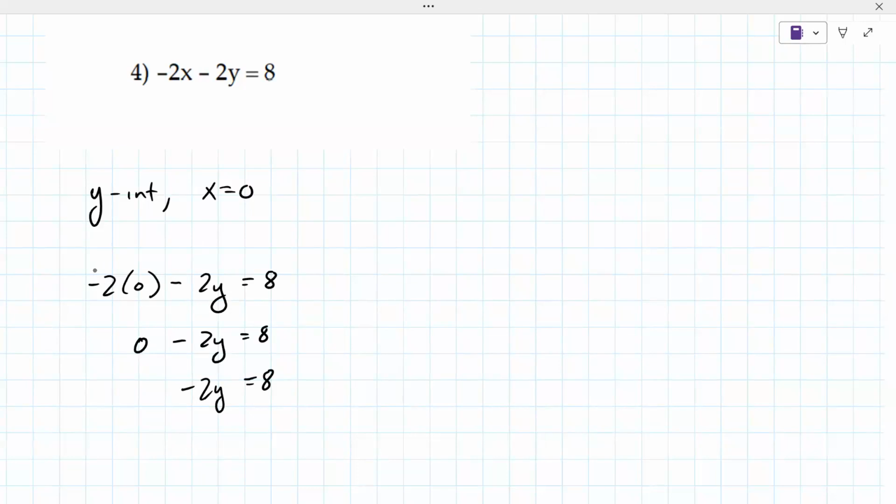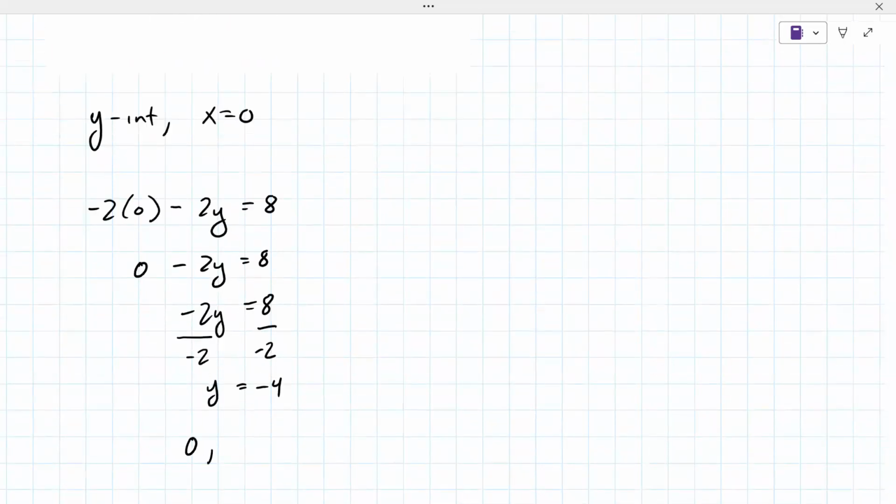How do you solve this equation? You divide by whatever number is in front of y, which is -2. So what is the value of y? -4. So when x is 0, y is -4. So the ordered pair is 0, comma, -4. You typically have to write it as an ordered pair here.